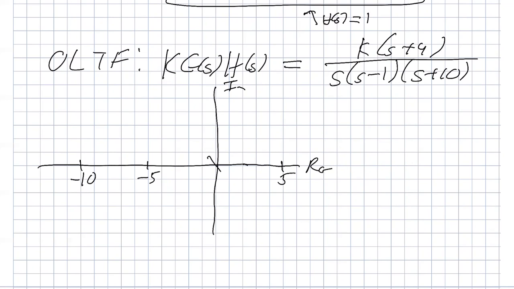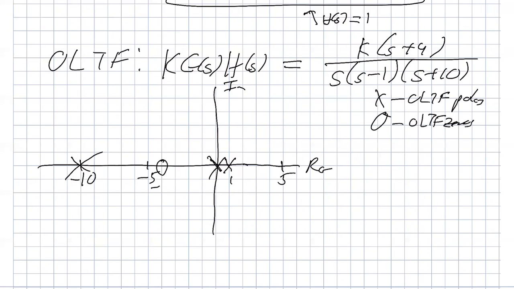Okay, so let's add the open loop poles. We have one at the origin. We have one at plus 1, so again, we notice that the system is unstable. And we have one at minus 10. So we have 3 poles, using x's for open loop transfer function poles. And we're going to use circles for open loop transfer function zeros, and we have one at minus 4.